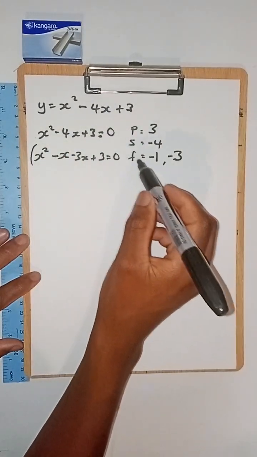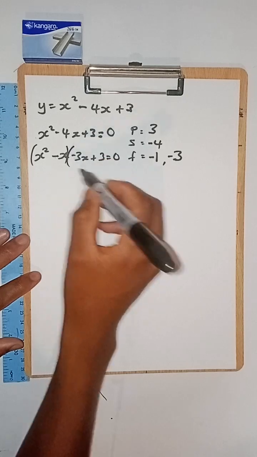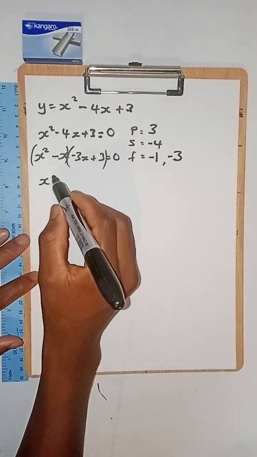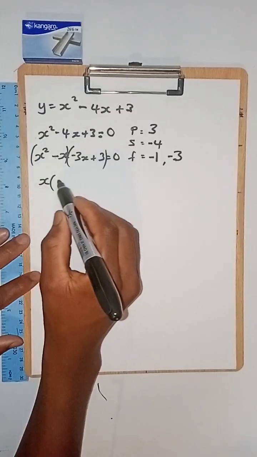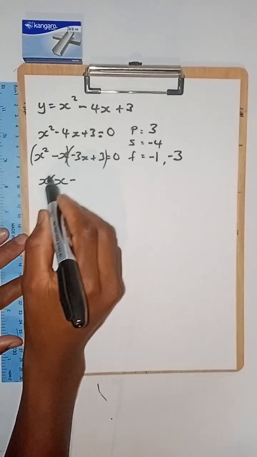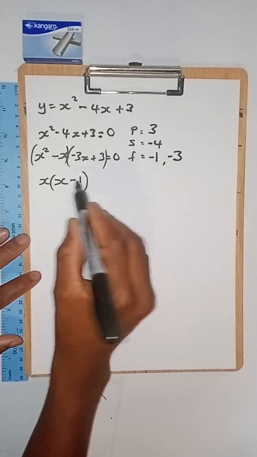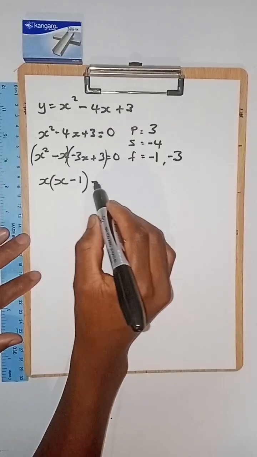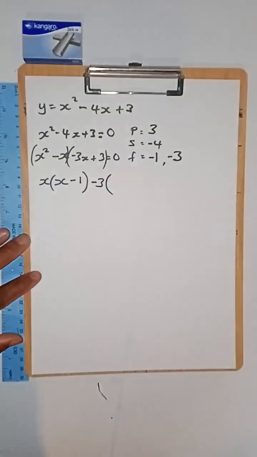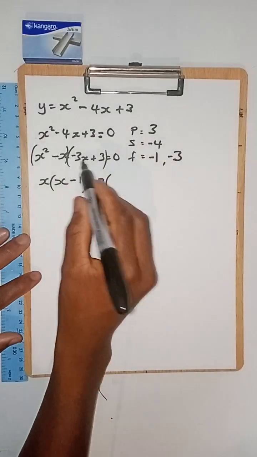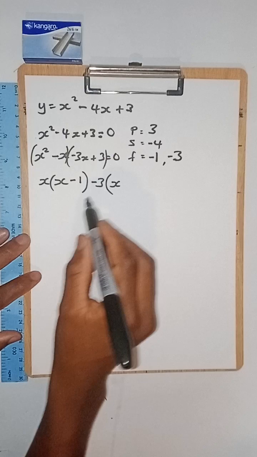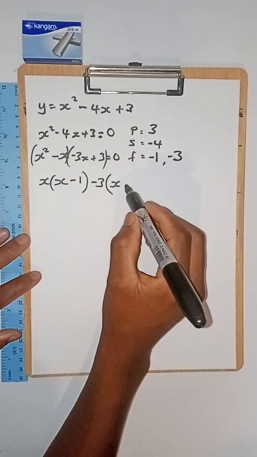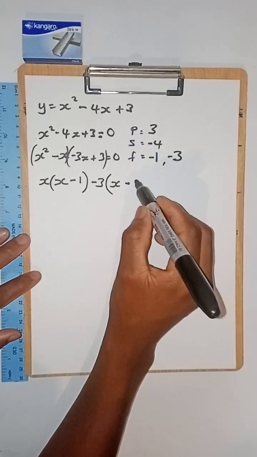So what is common here? You have x common, placed outside. x into x squared, we're going to have x, minus x into x, we're going to have 1. And then here we have -3x plus 3. So here we're going to have -3 as the common element. -3 into -3x, we're going to have x alone. Then -3 into +3, negative divided by positive, we're going to have a negative, 3 into 3, that will be 1.